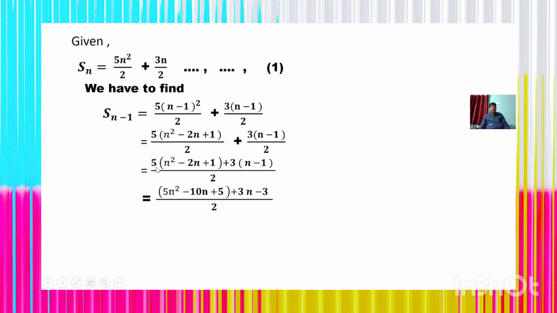Thus, it will be 5 into n square, 5n square, minus 5 multiplied by 2 is minus 10n, plus 5 into 1 is 5. Similarly, 3 is multiplied with n, which is plus 3n. 3 is multiplied with minus 1, which is minus 3. Thus, after removing the bracket, we shall get 5n square minus 10n plus 5 plus 3n minus 3 divided by 2.